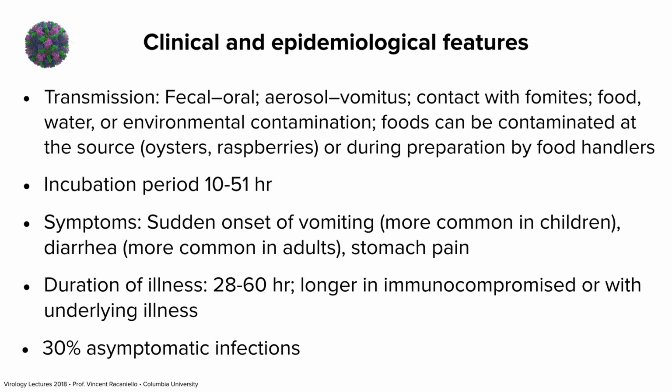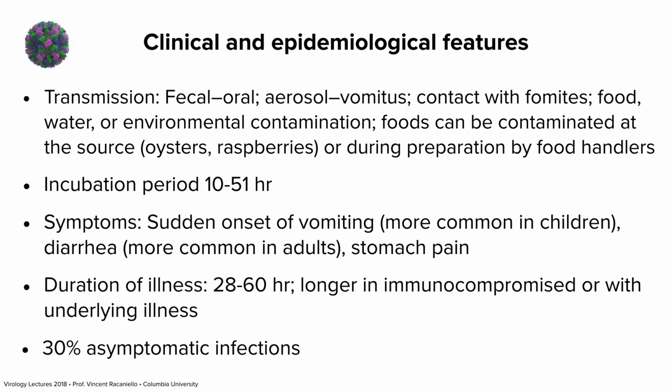Fomites, food, water, environmental contamination, oysters and raspberries. Oysters, of course, because they're filter feeders, and they'll take up material from contaminated water. If you wash raspberries with contaminated water, you can contaminate it as well. And it's often transmitted by food handlers who are asymptomatically infected. They're shedding virus. They don't have good hand hygiene. This is the virus that resulted in all those signs in the bathrooms of restaurants. Employees must wash their hands before returning to work. That's norovirus.